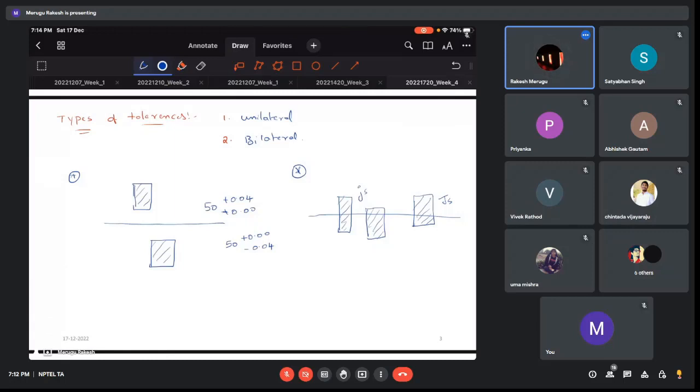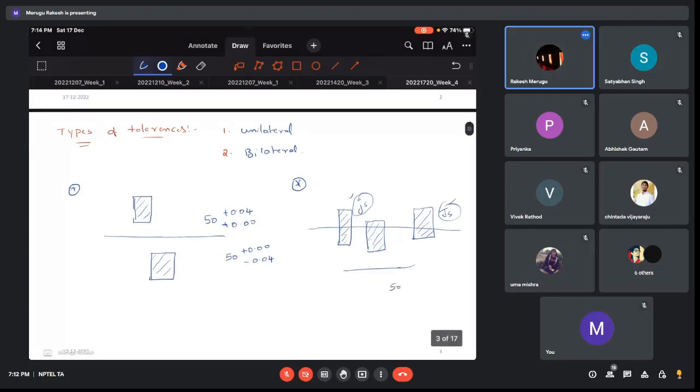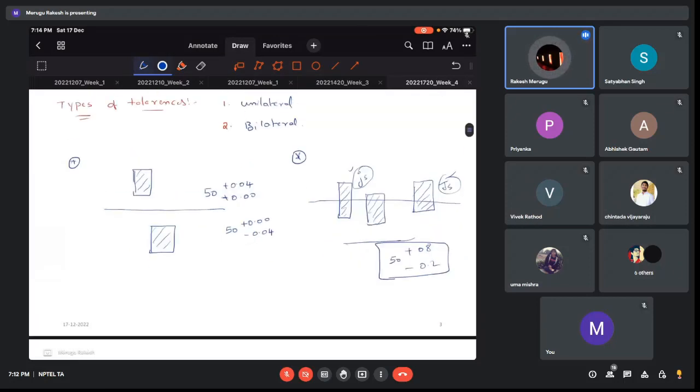Okay. So, which is bilateral? This one. This is for hole and this is for shaft. So, you have both the deviations. Say, for example, 50 plus 0.8 minus 0.2. This type of nomenclature is bilateral. This is just a small concept if you are already aware of it.